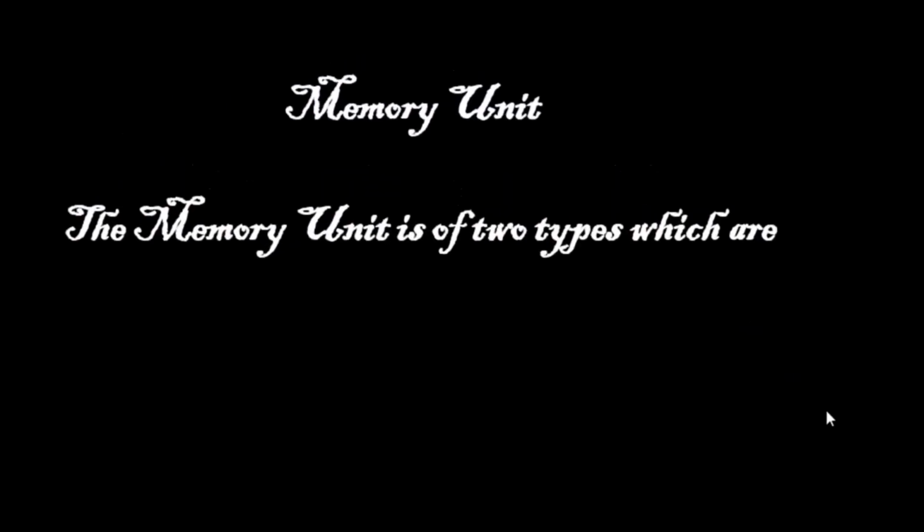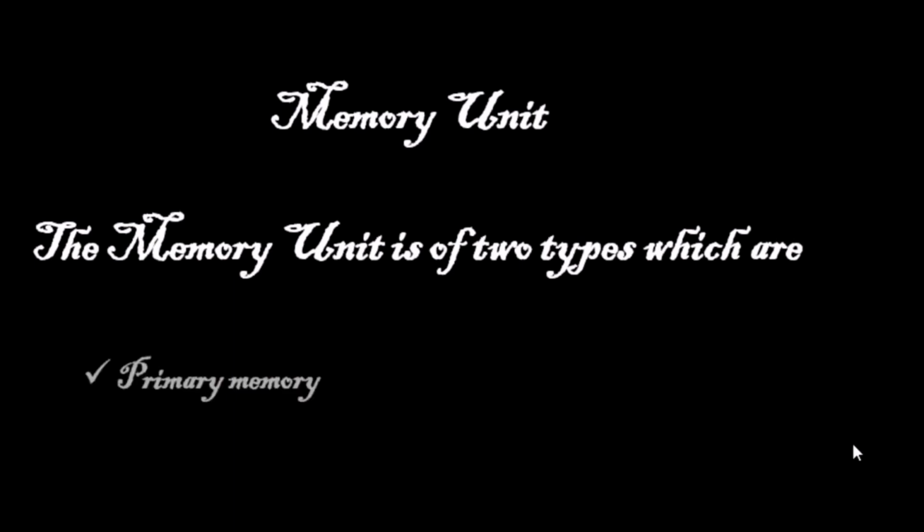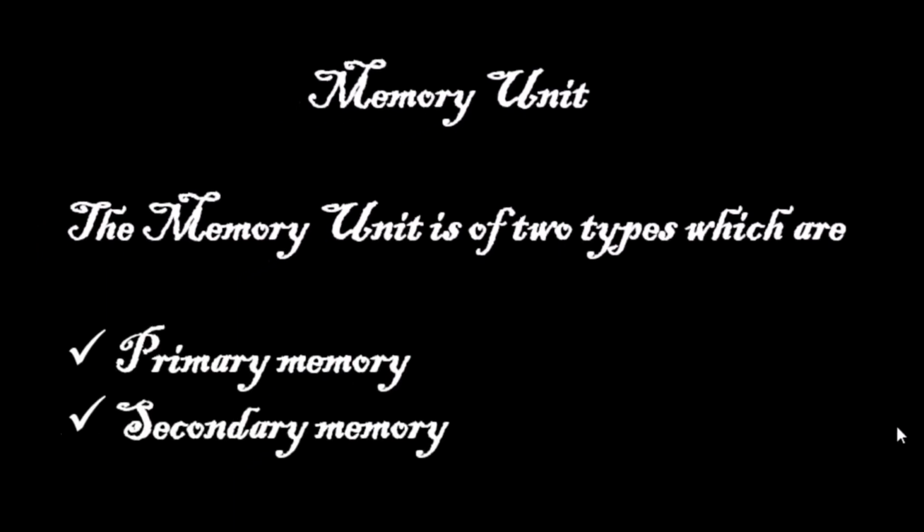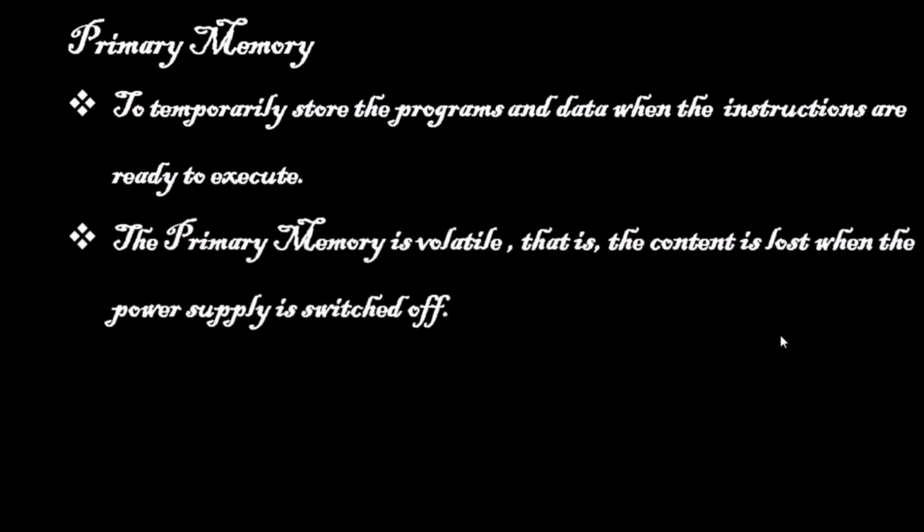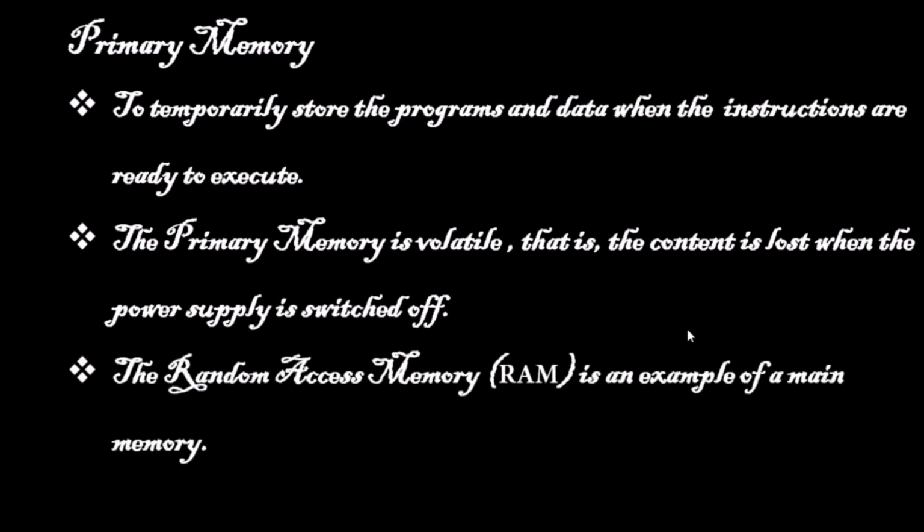The memory unit is of two types: primary memory and secondary memory. Primary memory is temporary memory, used to temporarily store programs and data when the instructions are ready to be accessed. The primary memory is volatile memory. Volatile means not permanent, that is, the content is lost when the power supply is switched off. An example of primary memory is RAM, random access memory. This is the main memory.